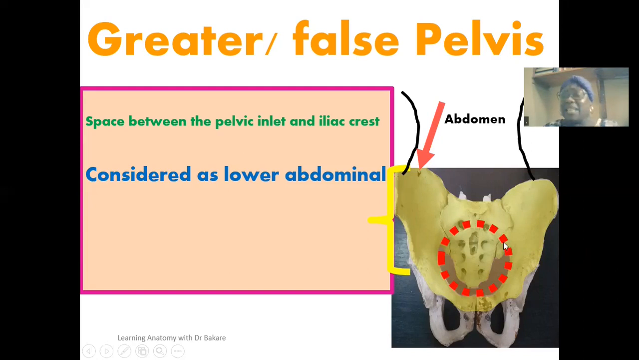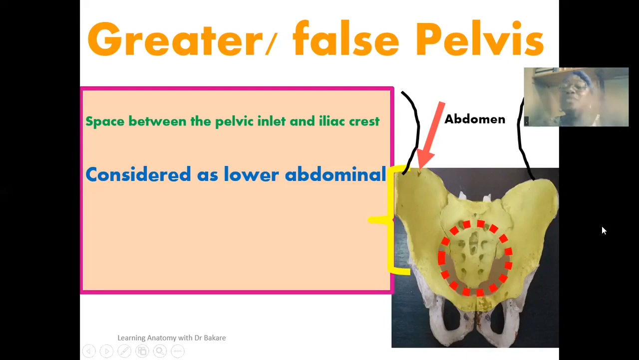And if you look deep into the greater pelvis, you say that this greater pelvis is referred to as the greater pelvis because it is the region of the pelvic cavity that is located above the pelvic brim. So it is greater, while the lesser pelvis is located inferior to the pelvic brim, so it is lesser. So the greater pelvis is also referred to as the false pelvis. It is the false pelvis because the majority of the pelvic viscera are not seen within this region.